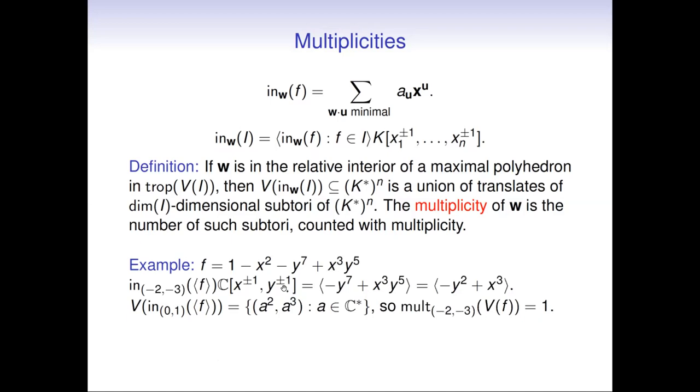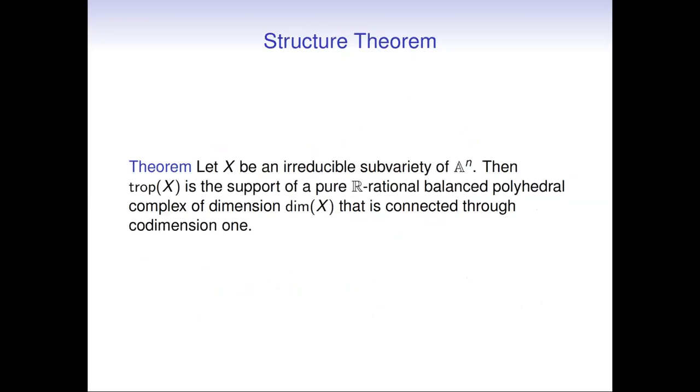So maybe that's a question for after the main part of the talk, about an example with a subtorus of multiplicity 2. How do I know that these have multiplicity 1? Because it's a prime ideal. If I'd had the square of this ideal, I would have got multiplicity 2. So we're counting multiplicity of associated primes. And the multiplicity is the same for all W in one maximal polyhedron, or rather you could choose a polyhedral complex structure so that the multiplicity is the same for all W in one maximal polyhedron.